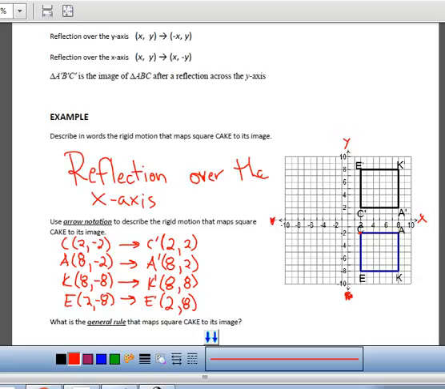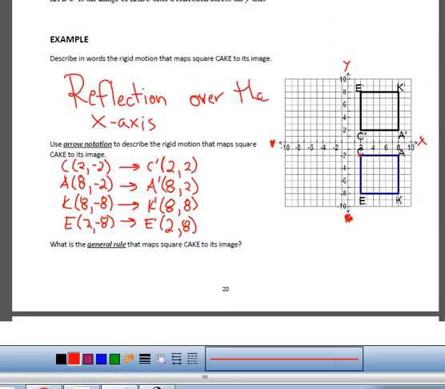Now we're going to write a rule. So if you notice, all the x values stay the same. 2, 8, 8, 2, 2, 8, 8, 2. So x and y, the point that we start with, reflects and x stays the same. What happens to y? Well, y becomes the opposite of what it started, so the way you write that is negative y. And there is your rule.